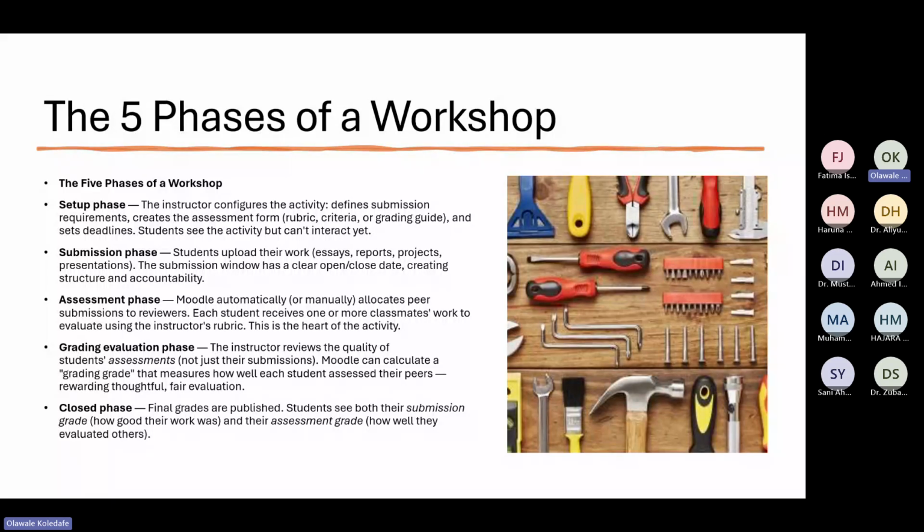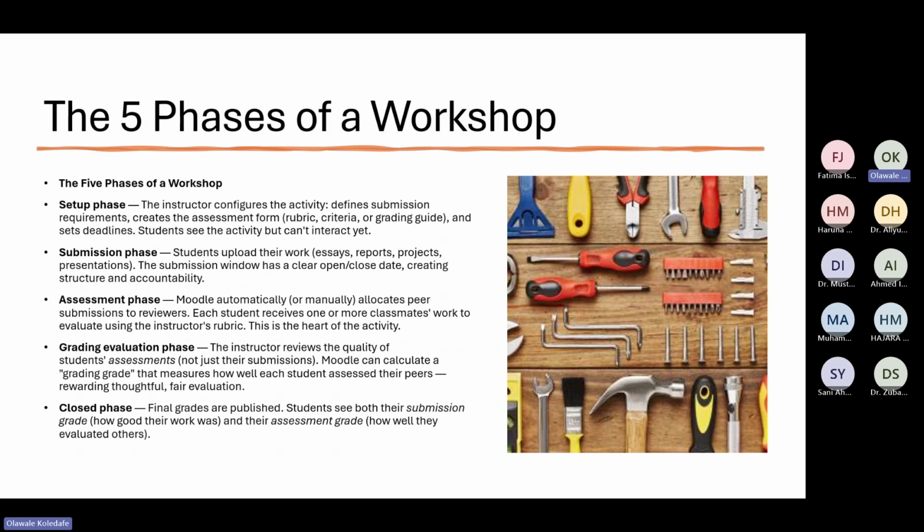And then set deadlines. The instructor will also be the one to set the deadline, and students can see the activity. At times you can set whether you want them to see it, but they cannot interact until the commencement date. Then after that, we talk about the submission phase.